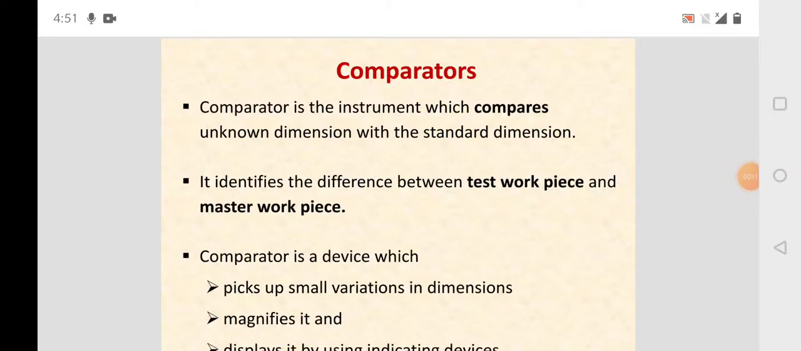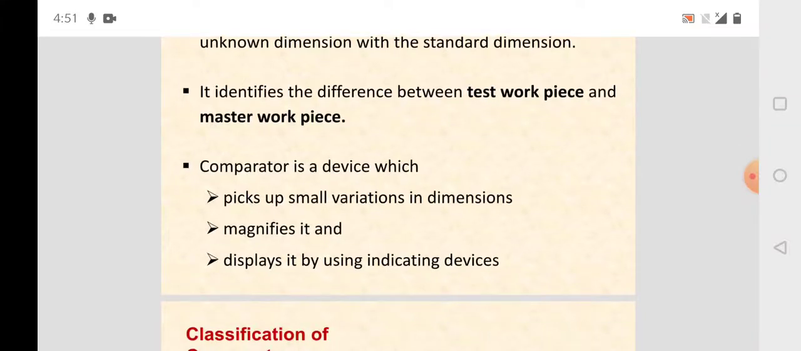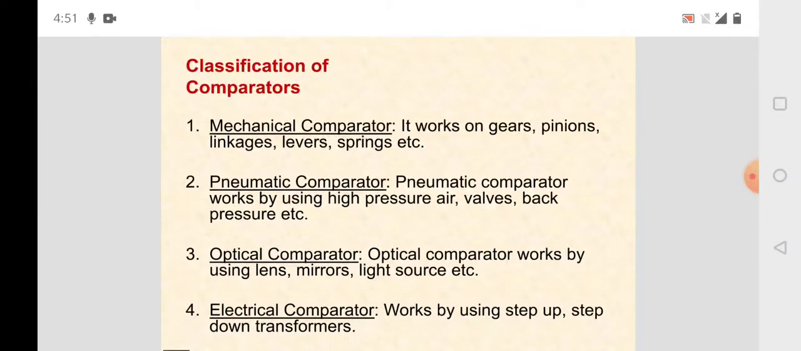Students, last time we started with the comparators, and I told you that the comparator, as the name indicates, compares the reading or the dimension to be checked with the standard dimension, and it gives you the variation between the standard or basic dimension and the measured dimension. We have seen there are four types of comparators in our syllabus: mechanical comparator, pneumatic comparator, optical comparator, and electrical comparator.